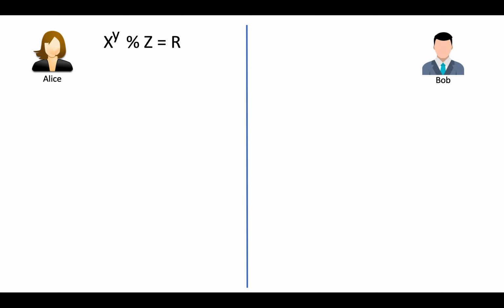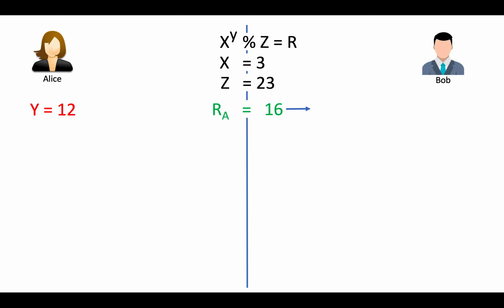Alice comes up with a slightly different formula. You can see the change in the formula. Alice takes x equal to 7, z equal to 23. Generate the value of y equal to 12. This is Alice's secret. Calculate RA. Except y, send all other information to Bob. Now Bob generates y equal to 15. This is Bob's secret. Calculate RB. Send it to Alice.